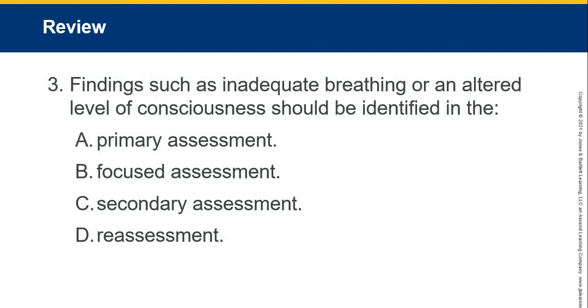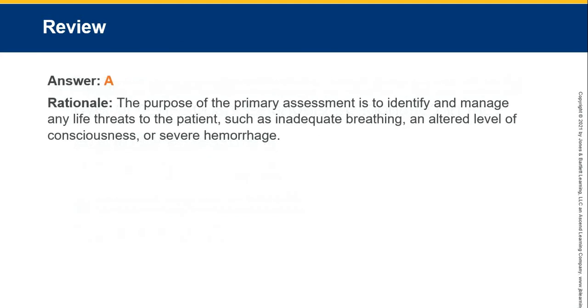All right, findings such as inadequate breathing or an altered level of consciousness should be identified in the... So you're going to need to know these different sections of the patient assessment, where it starts with scene size up, primary assessment, secondary assessment, reassessment, and where everything is on this sheet. Right. So that's going to tell you where this is on the sheet. So inadequate breathing, altered level of consciousness, that's in the ABC section. So where's the ABC section? That's in the primary assessment.